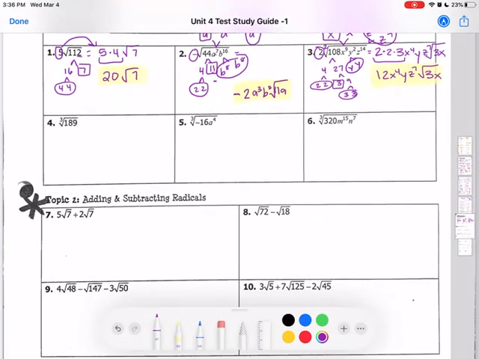Moving on to number 4, 5, and 6, notice that these are all cube roots. So we're now playing the game make groups of 3. We're not playing the game make groups of 2 anymore.